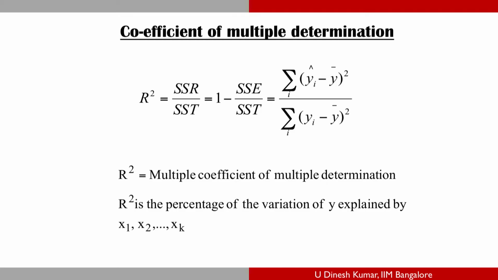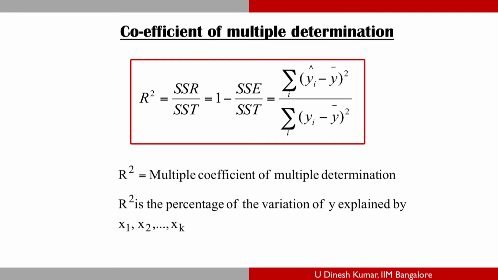First, let us try to understand the coefficient of multiple determination. I am using the term multiple determination because this is a multiple linear regression. It is basically the coefficient of determination. The equation for R square, or coefficient of multiple determination, is SSR over SST, or 1 minus SSE over SST. The higher the value, the better.